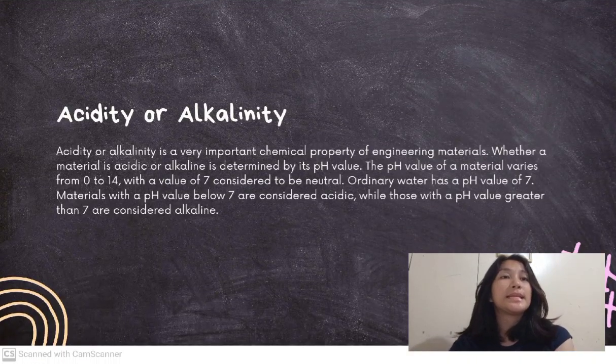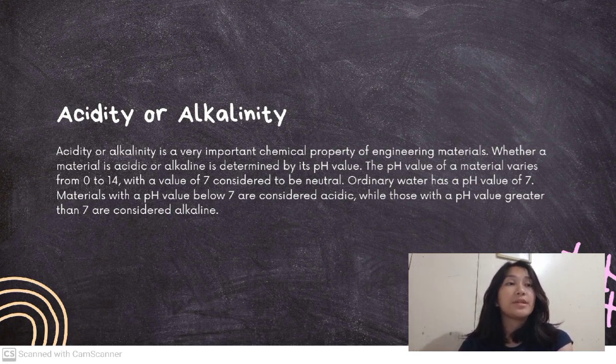Acidity or alkalinity. It is a very important chemical property of engineering materials. Whether a material is acidic or alkaline is determined by its pH value. The pH value of a material varies from 0 to 14, with 7 as neutral. Below 7 is considered acidic, and above 7 is considered alkaline.